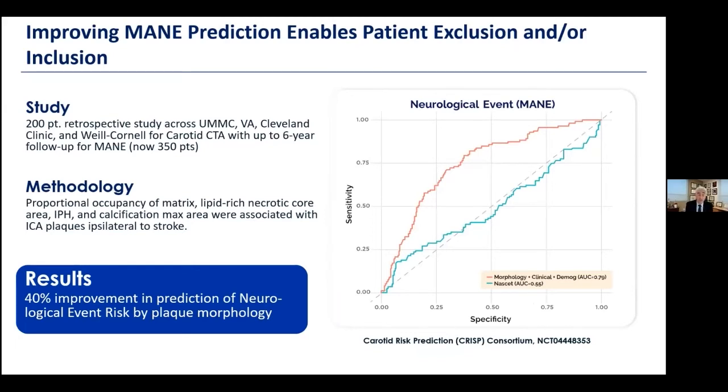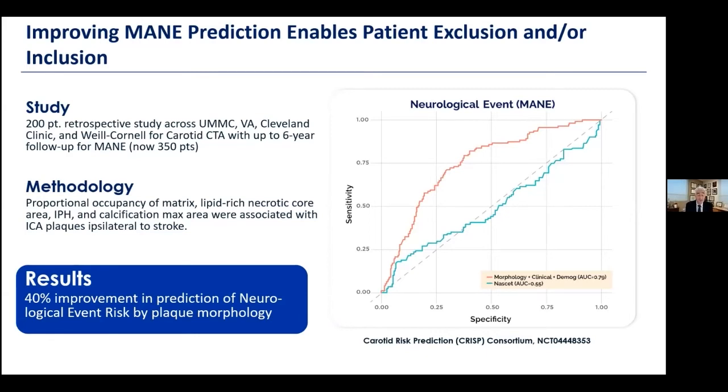This was a 200 patient retrospective study across a number of medical centers, including UMMC, the VA, Cleveland Clinic, and Cornell, for carotid CTA, with up to a 6-year follow-up for MAIN. They now have a total enrollment of 350 patients as we continue to look at this specific question. This is called the CRISP study, or the CRISP consortium.